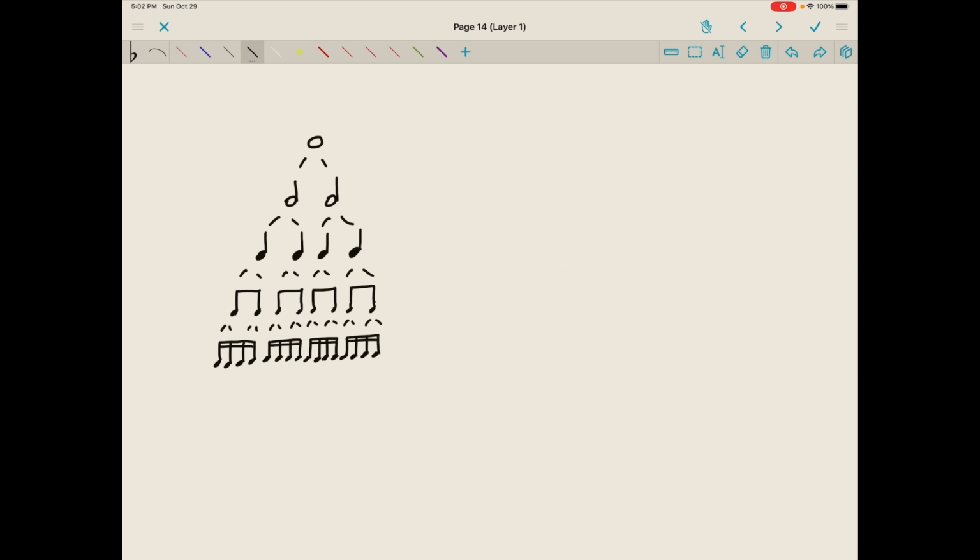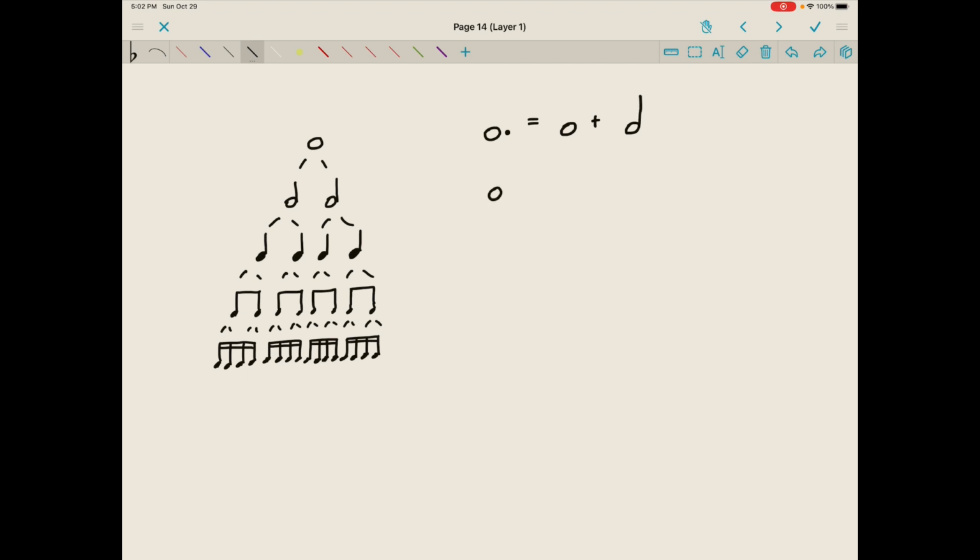Another way of increasing the duration of a note or rest value is to add a dot. So for example, we could draw a dot to the right of a whole note, and this would be called a dotted whole note. And a dot is always worth half of whichever note it's dotting. So for example, this whole note would be worth a whole note plus, well, half of a whole note. So that would be a half note.